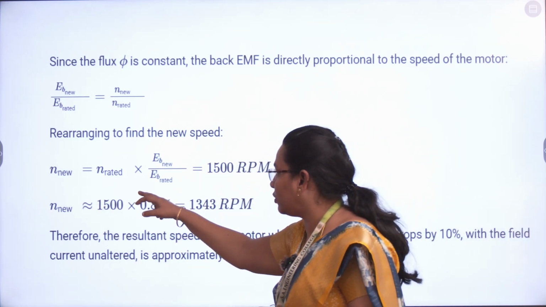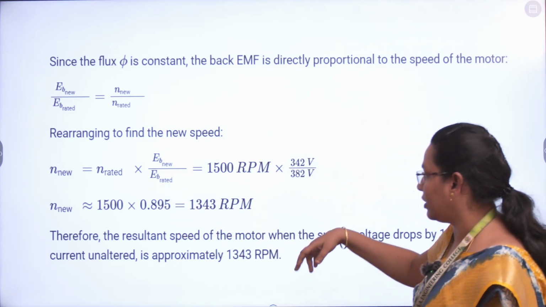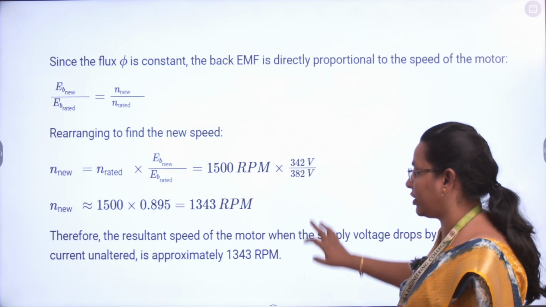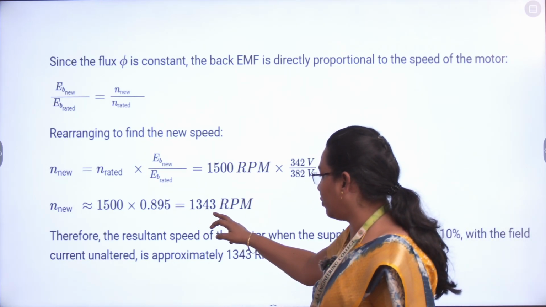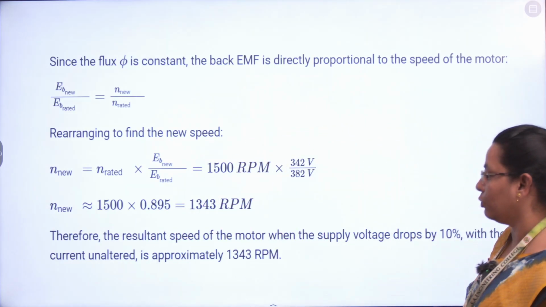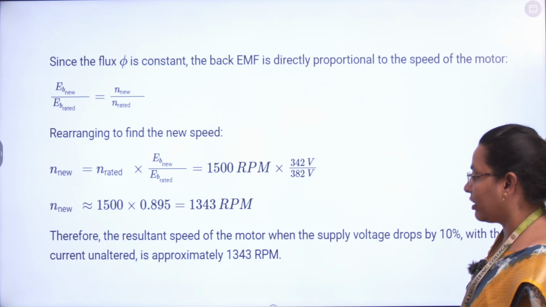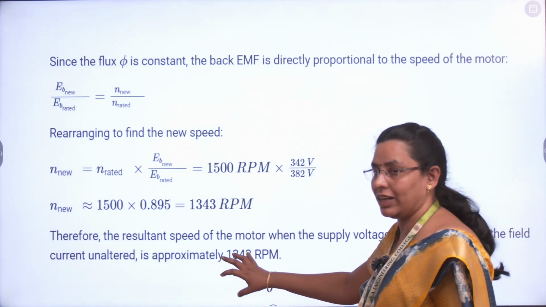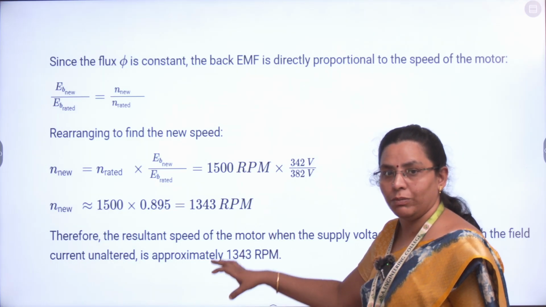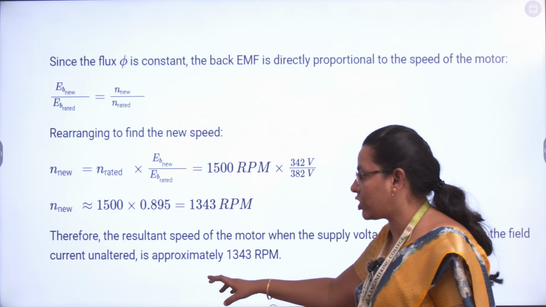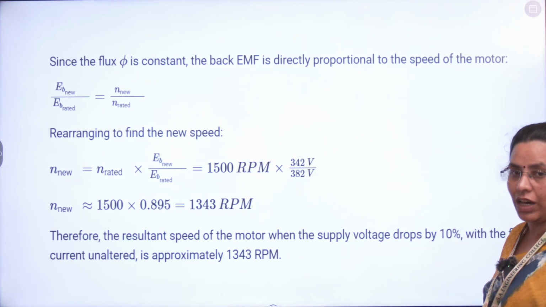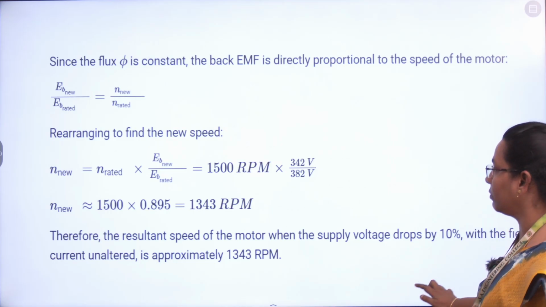Therefore N rated into Eb new divided by Eb rated is equal to 1500 RPM into 342 divided by 382. So we are getting 1343 RPM. For a 10% reduction, the new speed value is equal to 1343 RPM. Flux is maintained as a constant value, and if flux is constant, the field current is also constant. So without changing any current value, we are getting the 1343 RPM speed value.